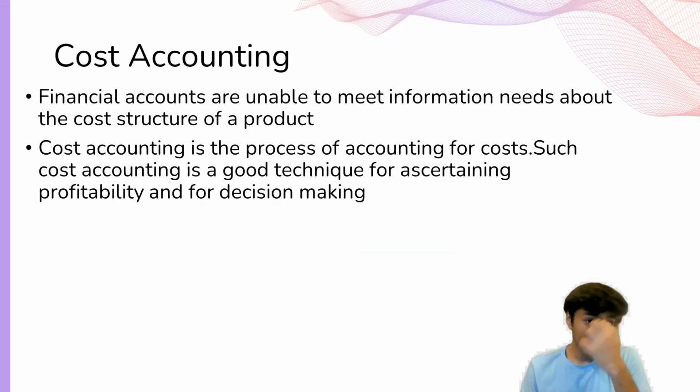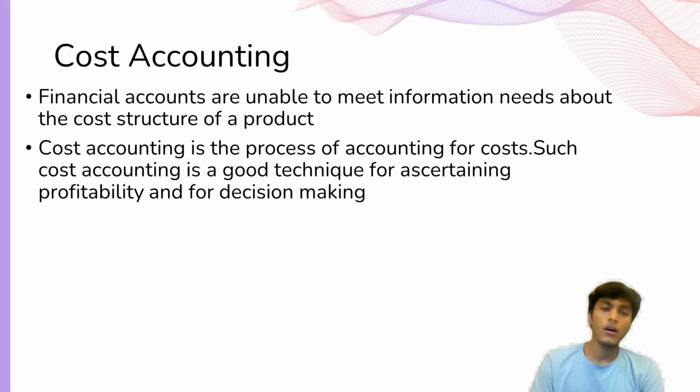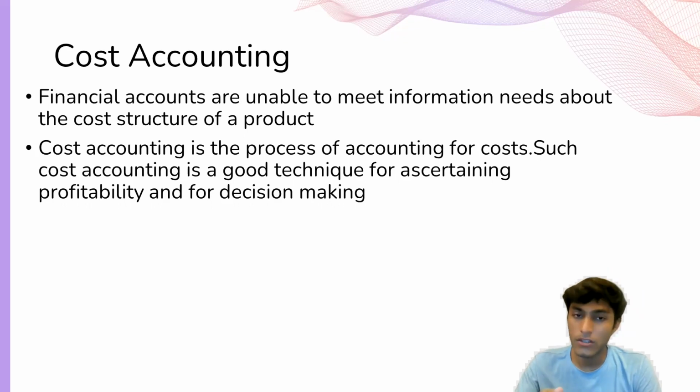Now, coming to the second branch of accounting, which is cost accounting. As we already know, financial accounting is unable to meet the information needs about the cost structure, because financial accounting is created with the objective to deliver to the outside party. But the cost part is for the inner management. So financial accounting is not able to meet the information needs about the cost structure of a particular product or a particular service.